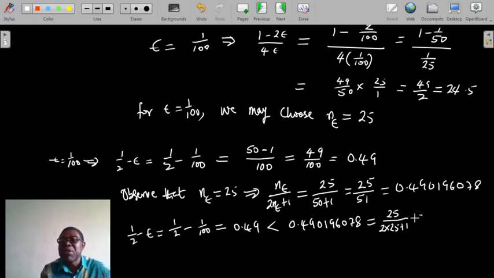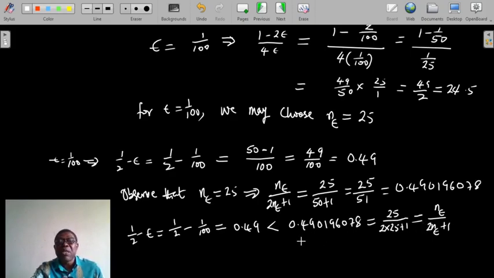And this 25 is n epsilon, so this is like n epsilon over 2n epsilon plus 1. So we see that when epsilon is 1 over 100, half minus epsilon will give us 0.49. And the choice of n epsilon equals 25 did not fail us, because that choice gave us that n epsilon over 2 n epsilon plus 1 will give us 0.490196078, which is, of course, really greater than 0.49. And that gives us what we are looking for.